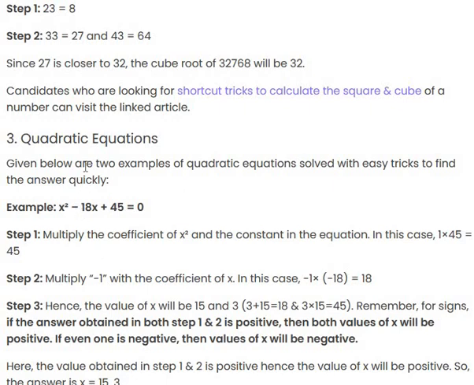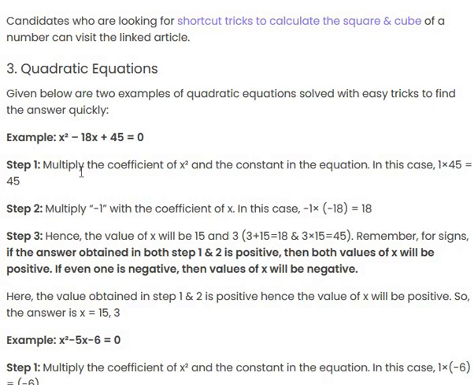Question 3. Quadratic equations. Given below are two examples of quadratic equations. Solve with easy tricks to find the answer quickly. Example: x squared minus 18x plus 45 is equal to 0.